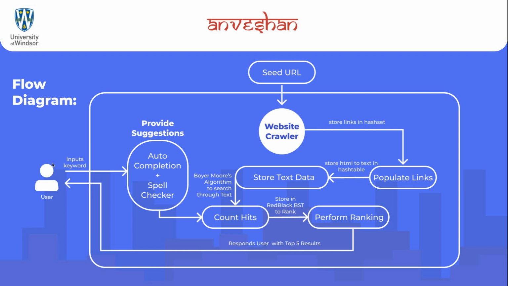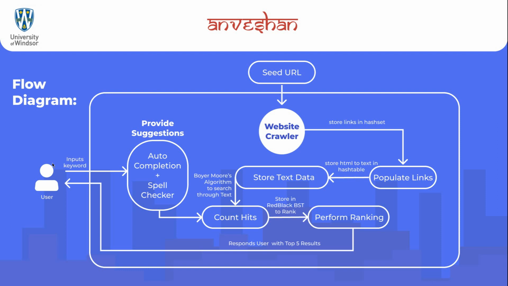And the next step is the step that comes from the user. The user inputs a keyword, and the keyword first goes to our suggestion box, which basically checks if the spellings are correct and if the system needs to tell the user if there's a suggestion that would be better, basically to serve the purpose of auto completion.